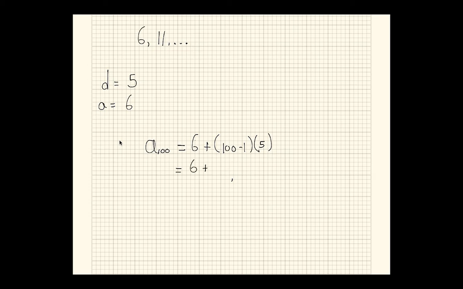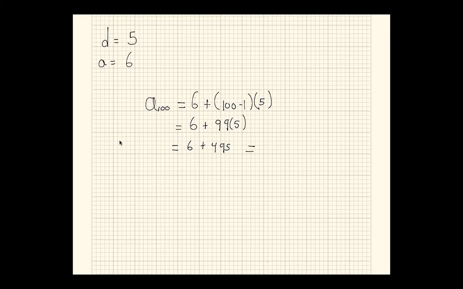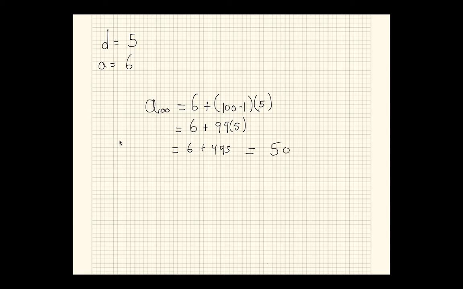So this should be 6 plus 99 times 5. 100 times 5 I know is 500. So if we do 5 less than 500, that should be 495. So 6 plus 495. My 100th term should be 501. That's going to be my 100th term for that sequence.